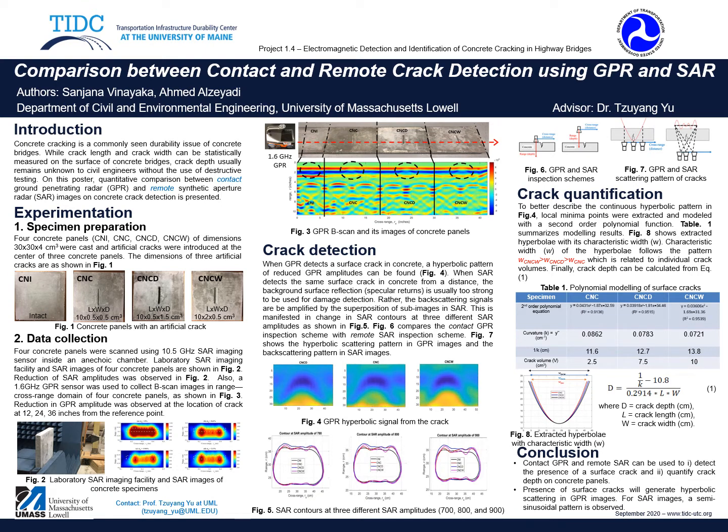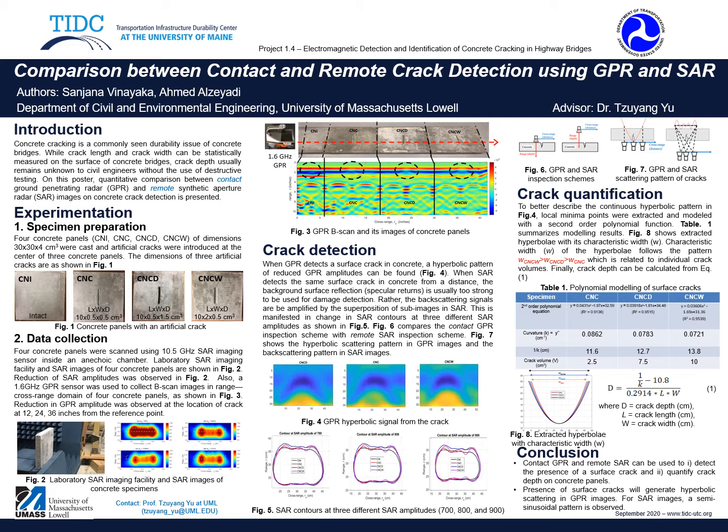One of the most critical challenges for the durability and life extension of concrete highway bridges is crack detection and quantification. While the crack length and crack width can be measured on the surface of concrete bridges through visual inspection, crack depth usually remains unknown without the use of destructive testing. With non-destructive evaluation techniques such as microwave and radar sensors, subsurface sensing can be achieved in concrete structures. In this study, we will be using two different types of radar sensors.